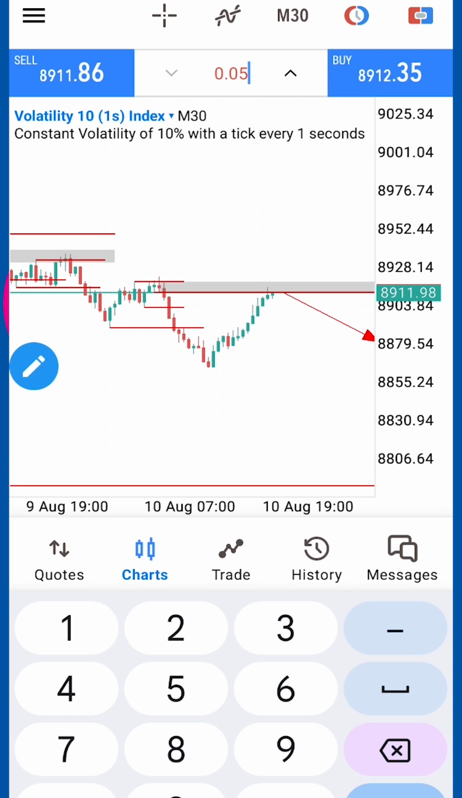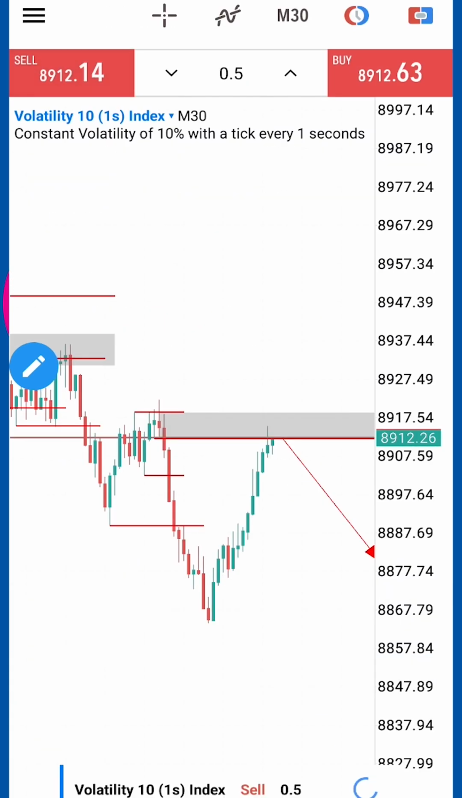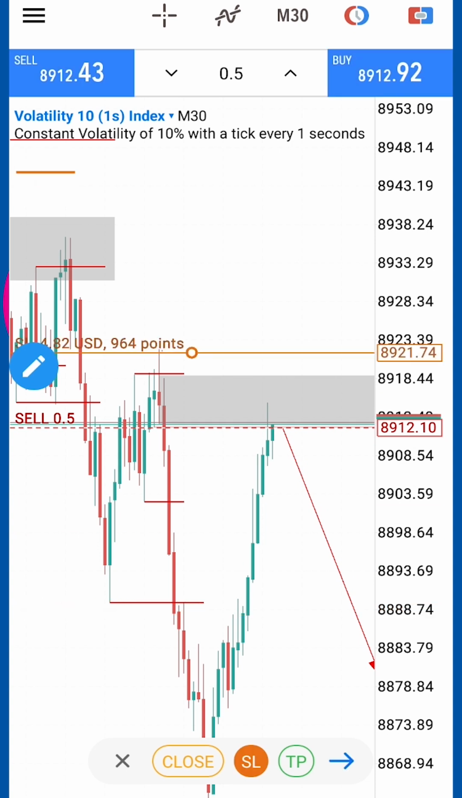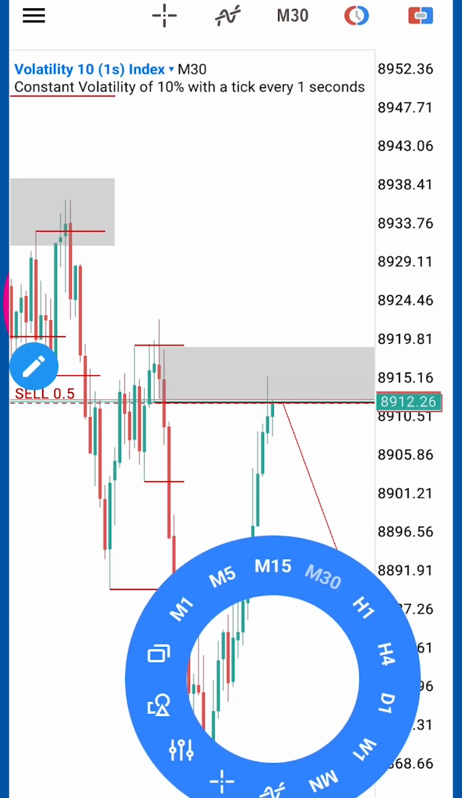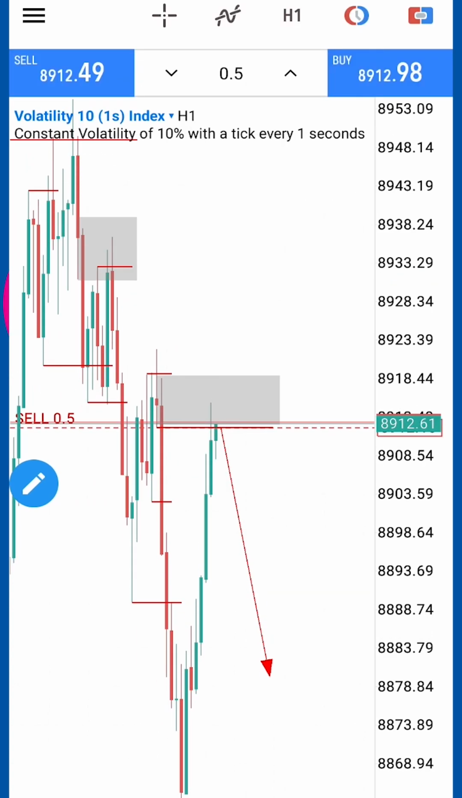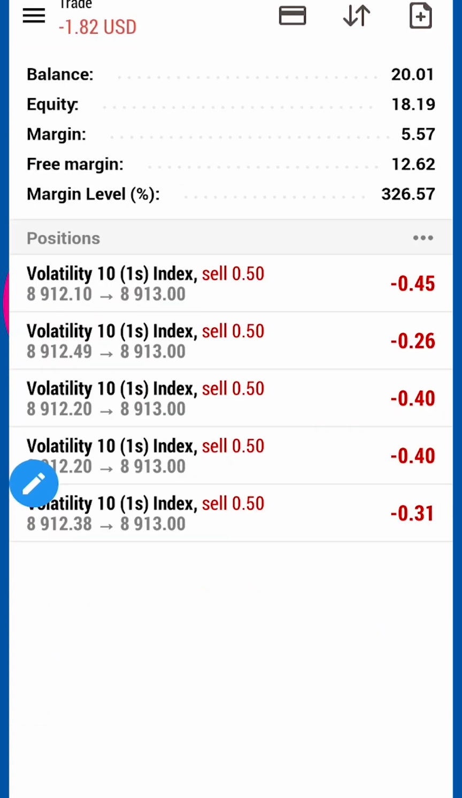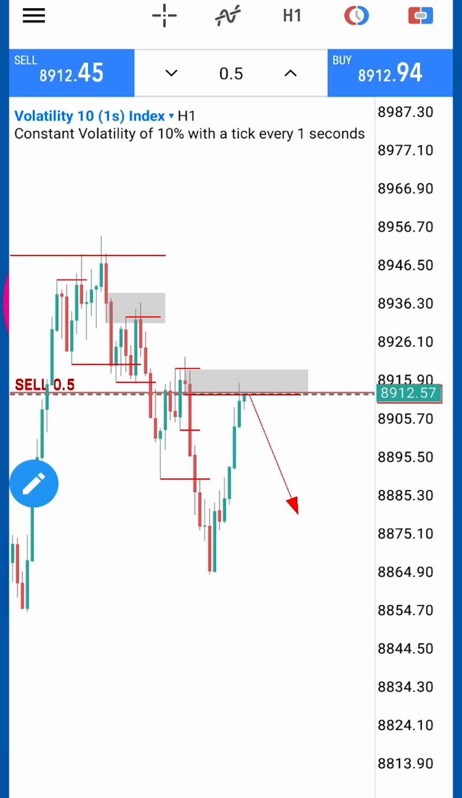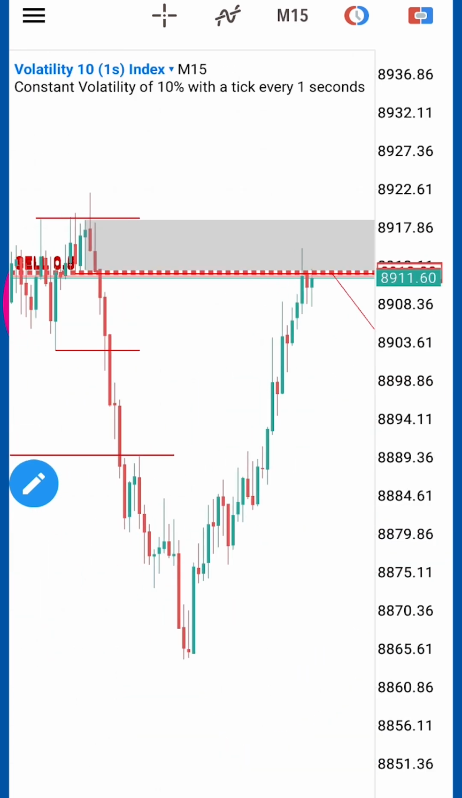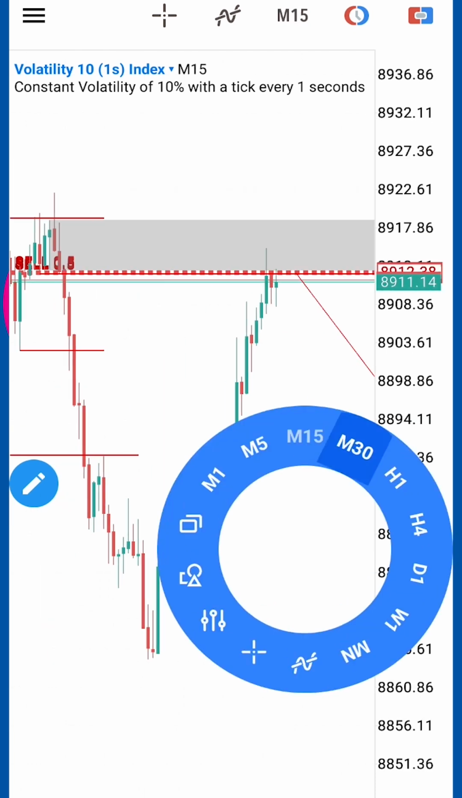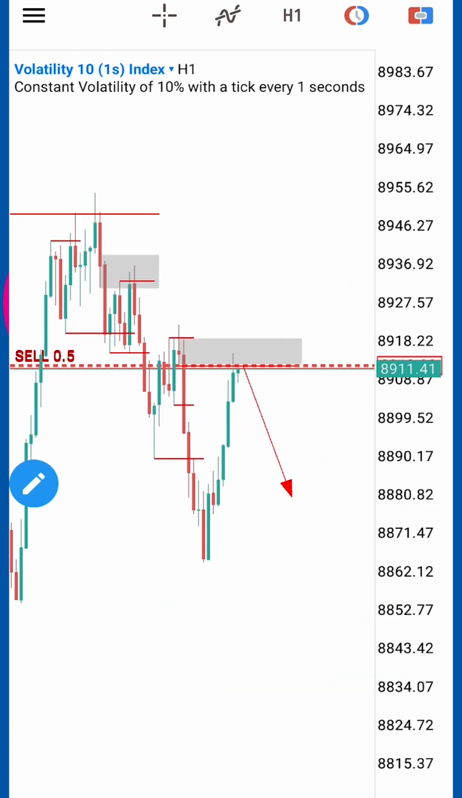I just wanted to grow this account from 20 to a suitable amount so that we continue to grow the account. Now here I started entering at market execution. I did not decide to place sell limit like I told you, so I think I placed a small amount just to grow the account to a better profit or balance, and you guys will see what price did afterwards.